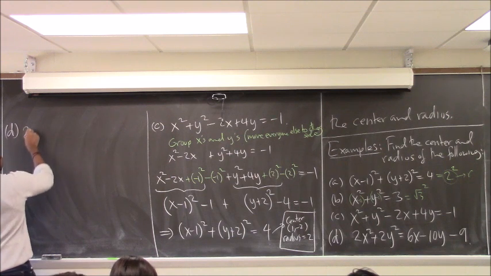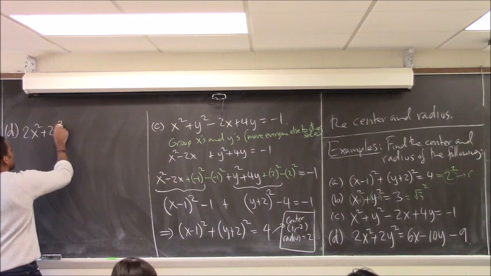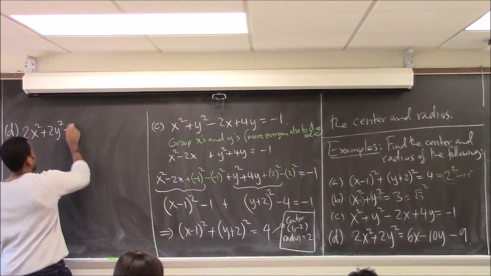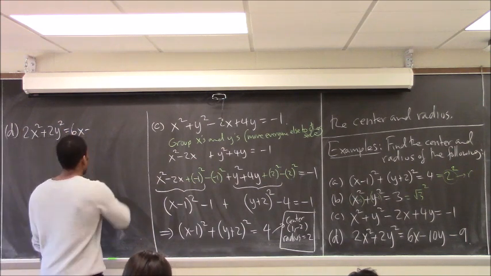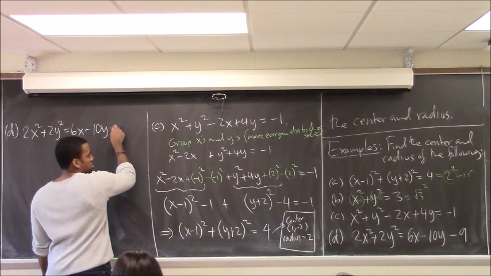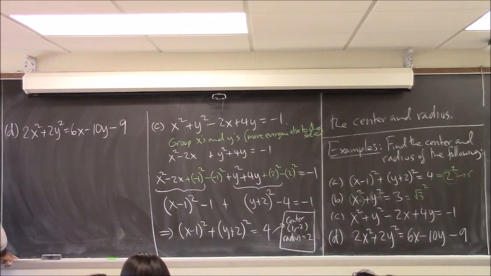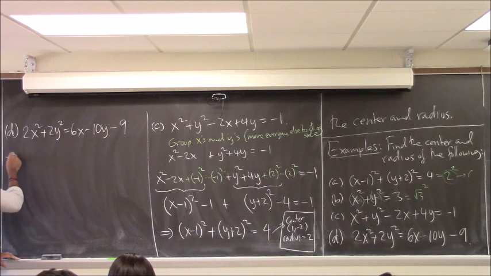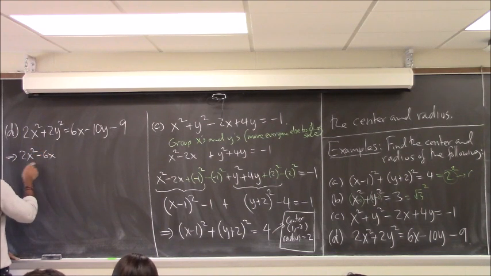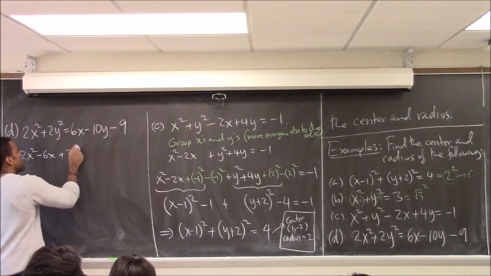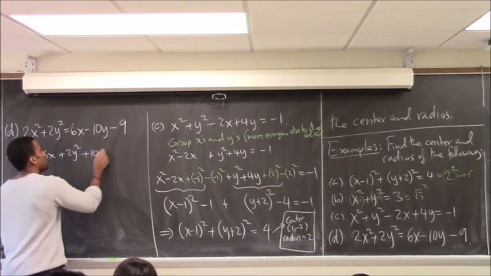Okay, D: 2x squared plus 2y squared equals 6x minus 10y minus 9. Okay, how do you do this one? Bring everything on one side. -6x and 10y on one side. Yeah, so 2x squared minus 6x, just beside the x, plus 2y squared plus 10y.